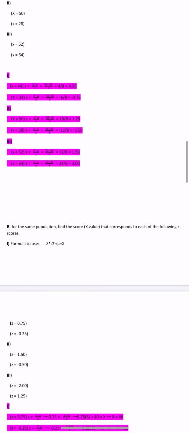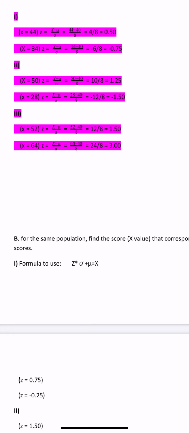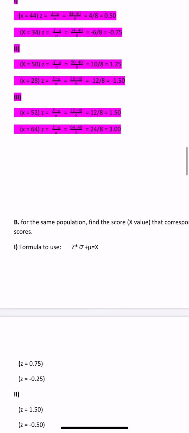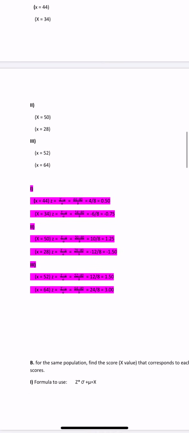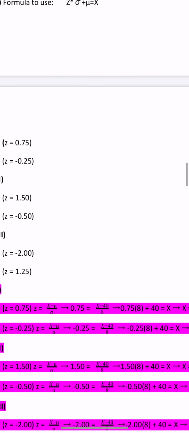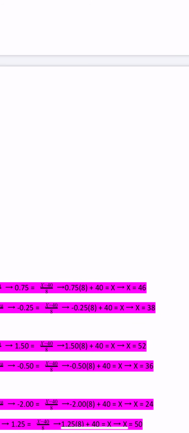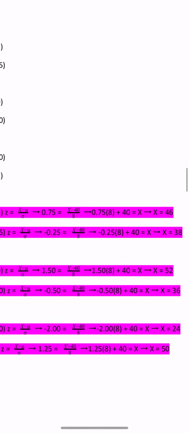Okay, for the same population, find the x value that corresponds to each of the following z-scores. So the formula to find x is z times standard deviation plus mu. All you're going to do here is use this data, which is a mu of 40 and a standard deviation of 8, and the z-scores that are given in the questions, and plug them all into the formula. So for 0.75, it's just 0.75 times 8 plus 40, and then you get an x of 46. 0.25 times 8 plus 40, you get an x of 38, and so on and so on.